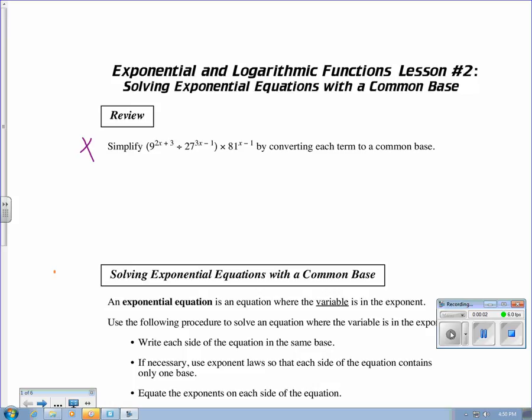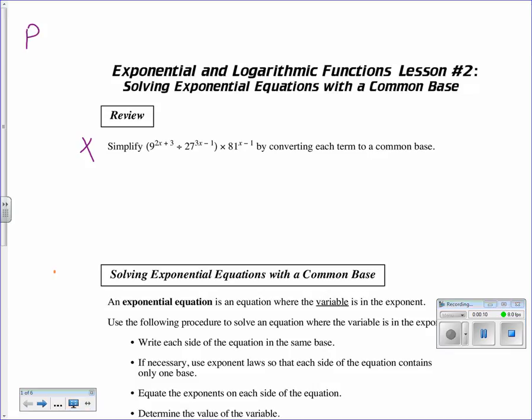So good day. This is lesson 2 on exponents and logs. Remember, we're talking about powers, which have a very specific vocabulary. A power has a base that is raised to an exponent. And we're going to focus on making bases the same and solving equations.